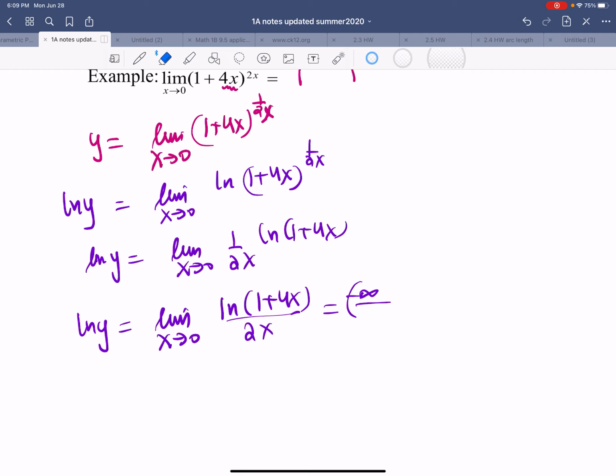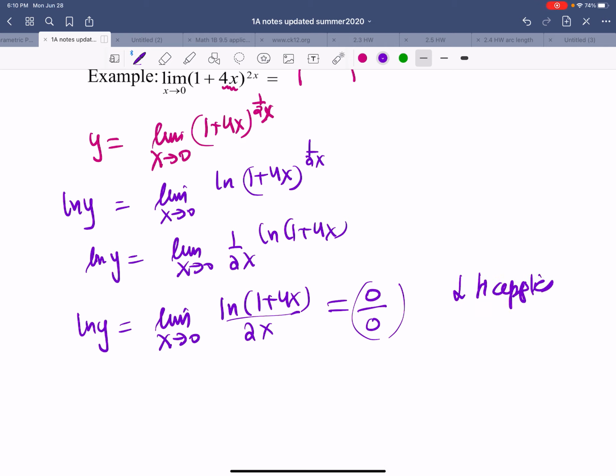Oh, that is not natural log of 0. That's going to be natural log of 1 plus 0. Natural log of 1 is 0, and I'm going to plug a 0 in the denominator. That will also leave me with 0 over 0 form. So if I have a 0 over 0 form, that means L'Hopital rule applies. L'Hopital rule says, go ahead and take the derivative of the numerator and derivative of denominator. That would be 1 over 1 plus 4x times 4 over 2.